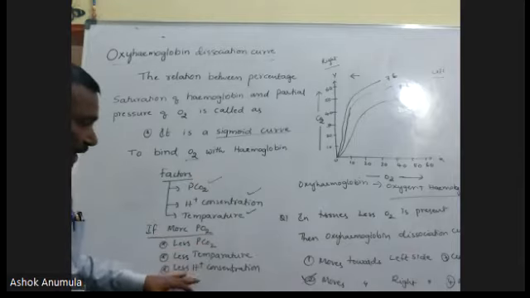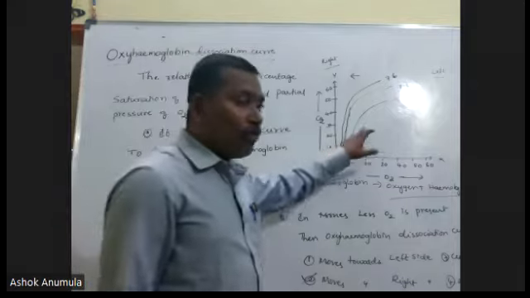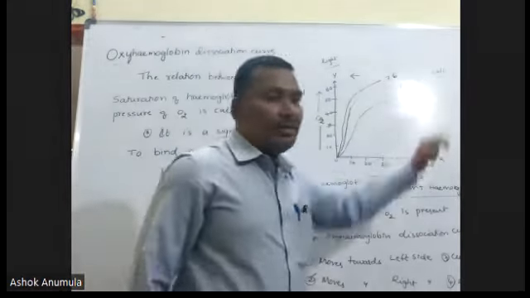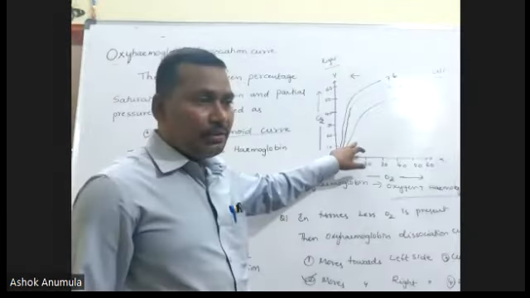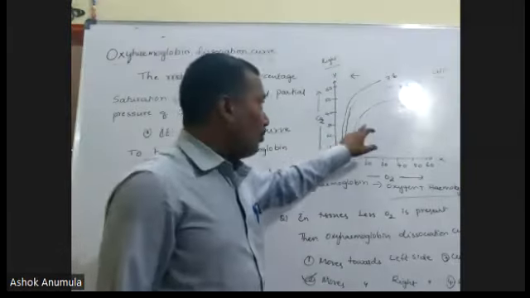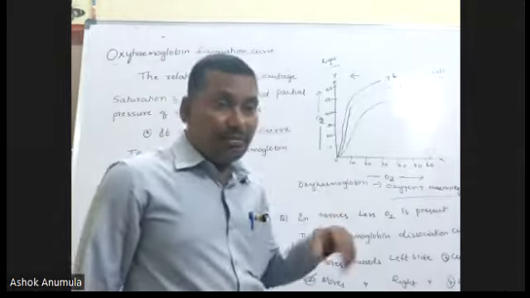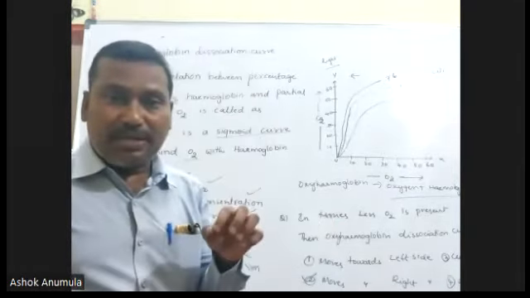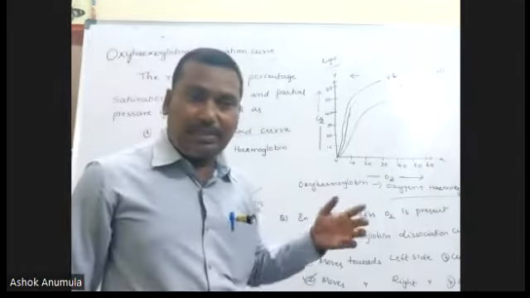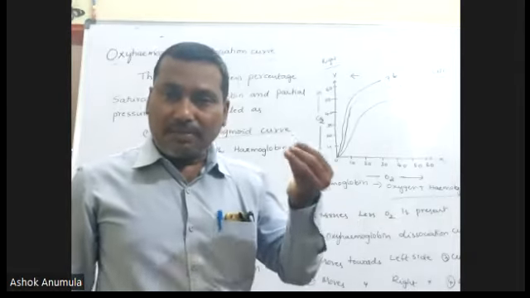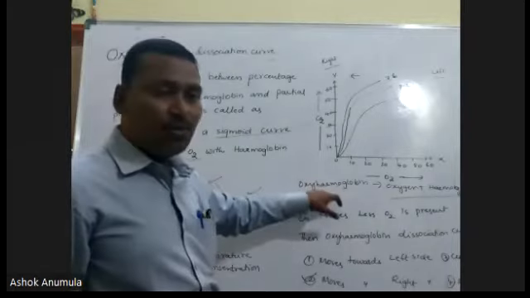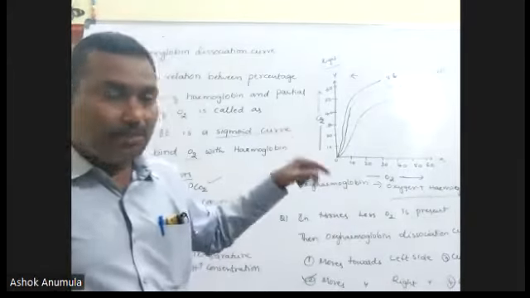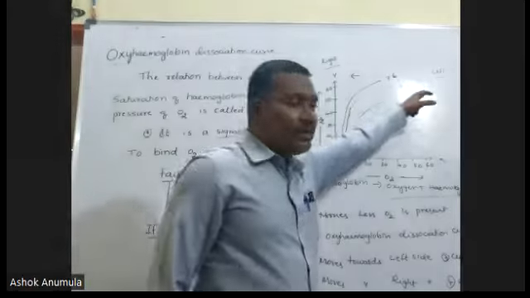When the oxygen is binding with hemoglobin, the curve moves towards which side, Nana? Left side. If oxygen is binding with hemoglobin, the curve moves towards the left side. When more partial pressure of oxygen is present, at that time only the oxygen binds with hemoglobin. When oxygen binds with hemoglobin, the curve moves towards the left side.